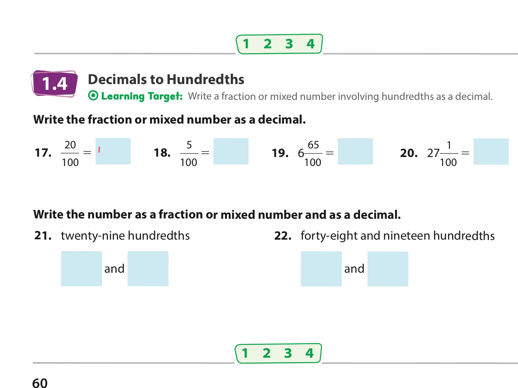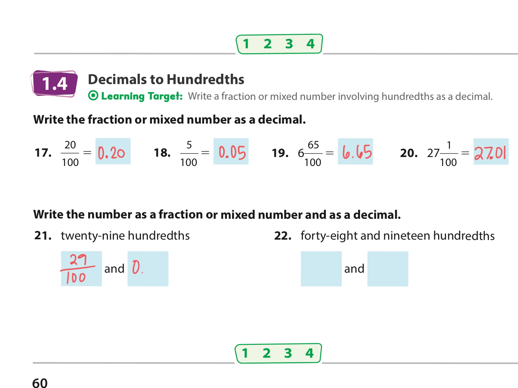On this one, 0.20, 0.05, 6.65, 27.01. Okay, 29 hundredths written as a fraction is 29 over 100.